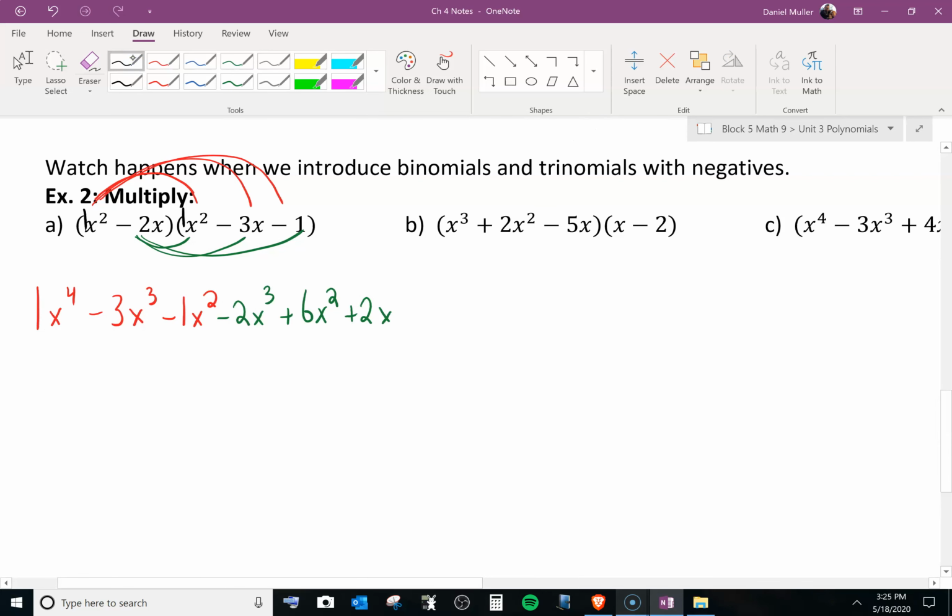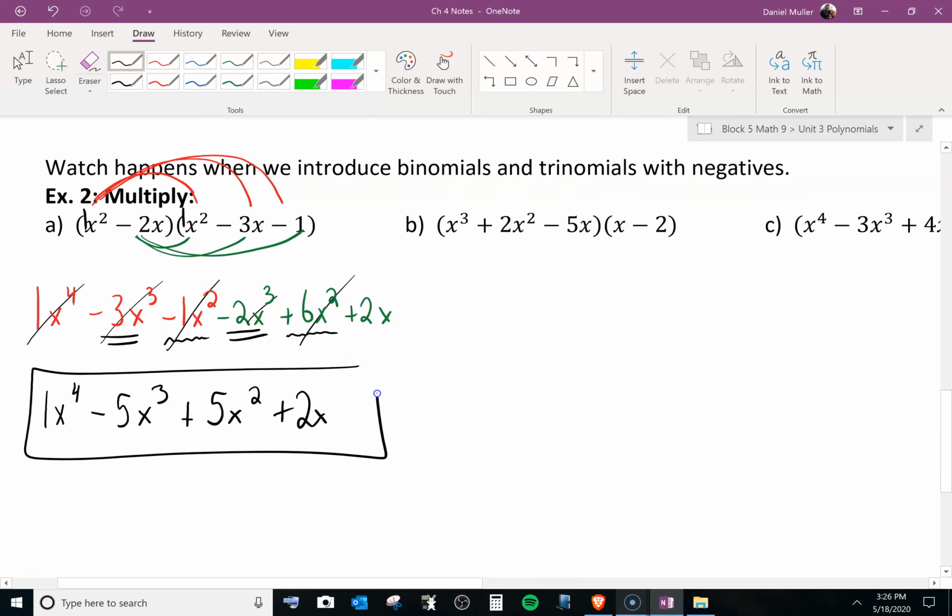Now, what's my highest exponent? A 1x4. So I'll start with that. There's nothing in common. And then I've got a -3x cubed and a -2x cubed for a total of -5x cubed. So then those are gone. And I've got a -1x squared and a +6x squared for a total of +5x squared. So those are gone. And then just a 2x at the end.